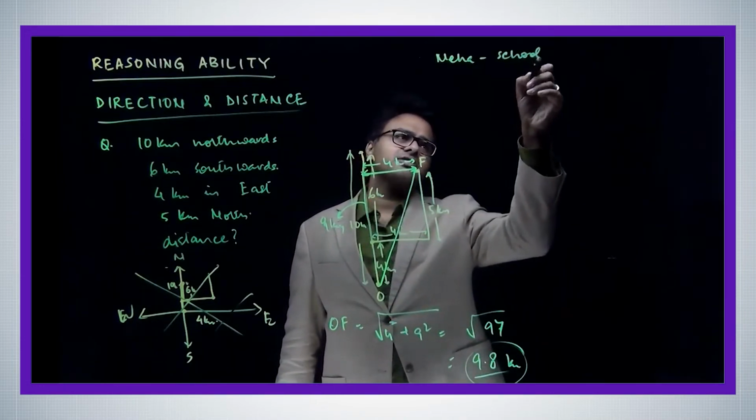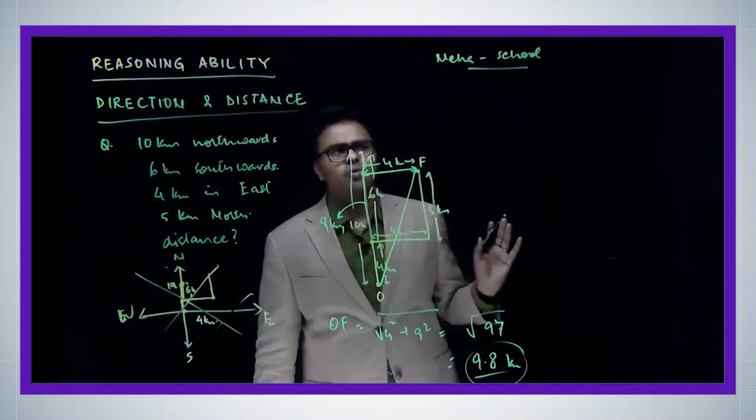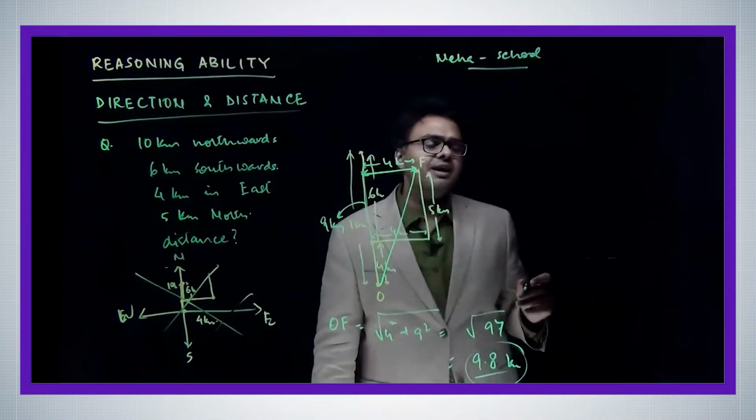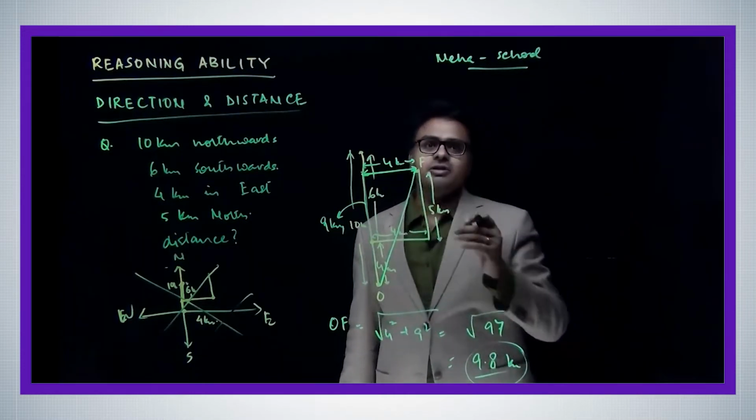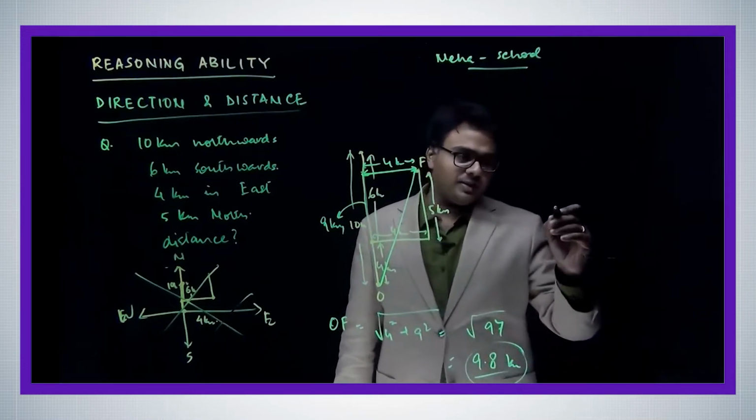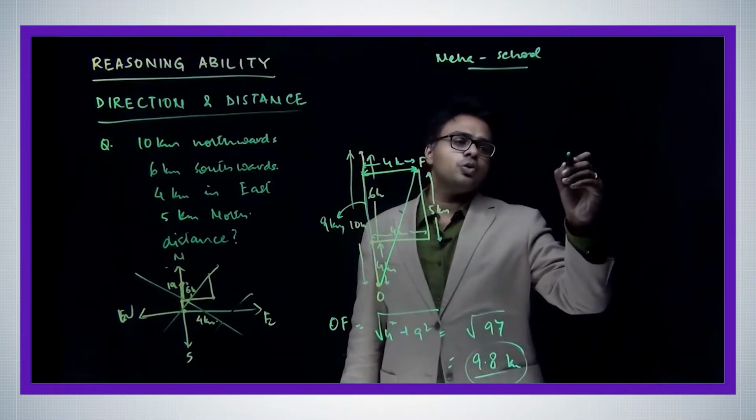and Neha's track is given. Distances are not given. Distances we don't want to calculate. The question says Neha first of all goes towards north. So please understand, in these questions, the moment you start reading, start drawing. So Neha initially goes to north.